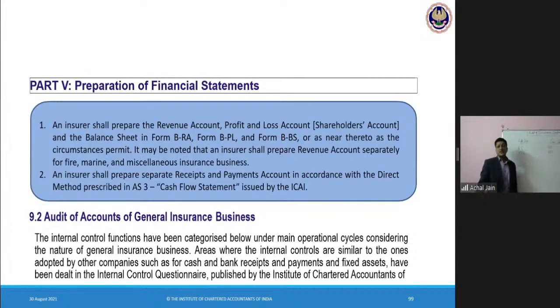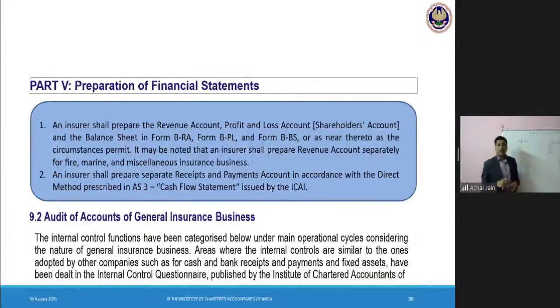In relation to a life insurance company, what is the business? Only one type of business: life insurance, insurance of life. Whereas general insurance can be of various types. Could be in relation to marine insurance, could be in relation to fire insurance, etc. So the types of insurance could be various in general insurance.